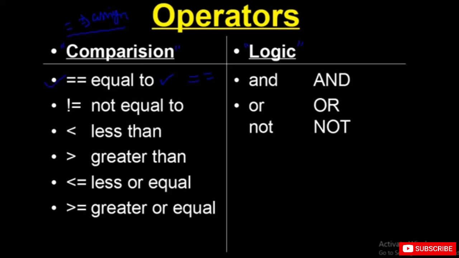This is not equal to, like 2 is not equal to 3. This is simple maths, and this is the Python way of writing it. This is less than, more than, less than or equal to, more than or equal to. So that's pretty much it for the comparison. And now what's the logic? Logic deals with and, or, and not. These are the logic ones. And is the logical multiplication, or is the logical addition, and not is the logical negation. So that's pretty much it.